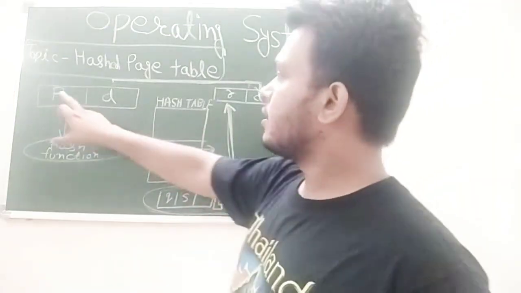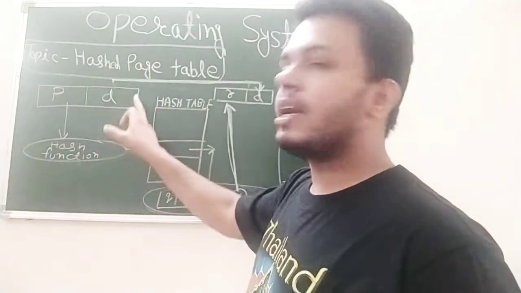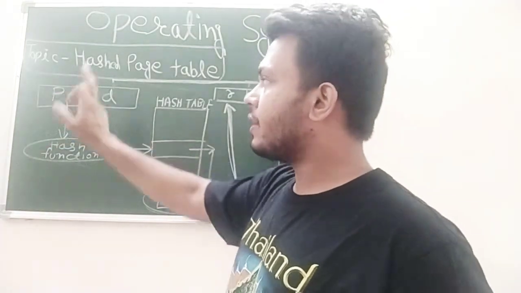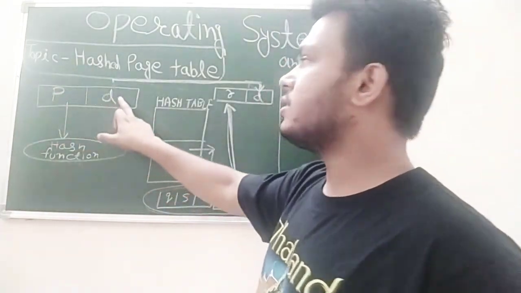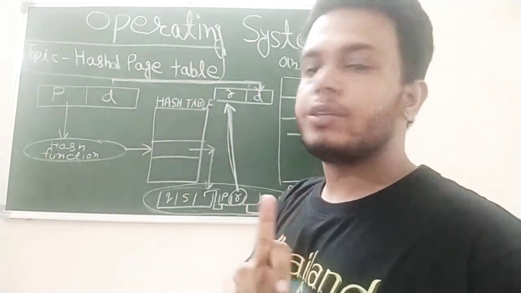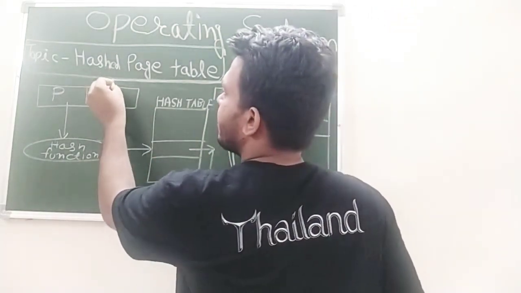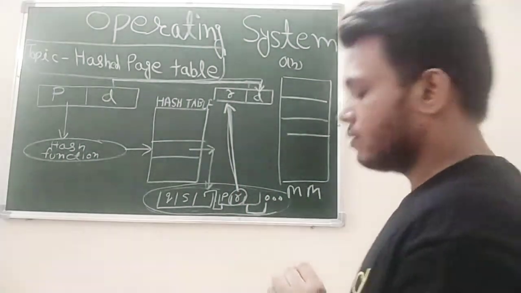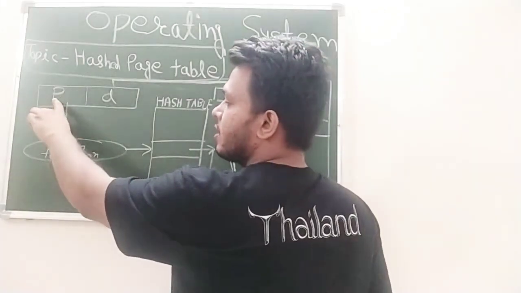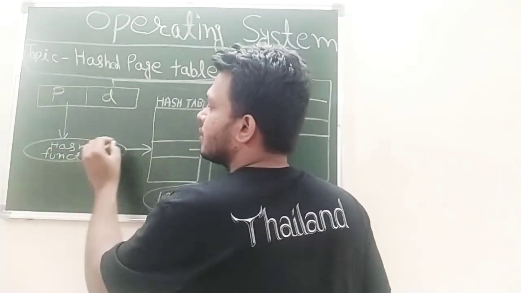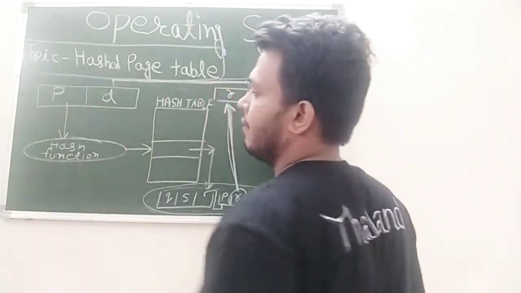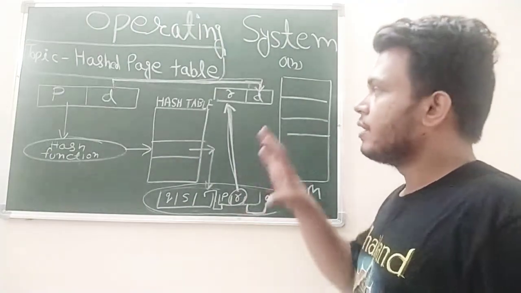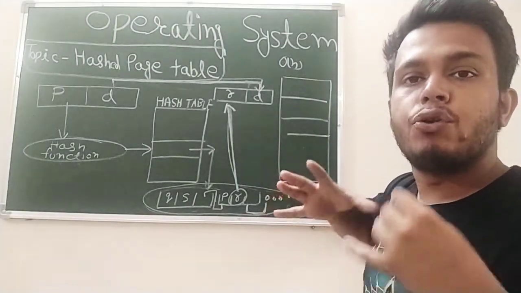Let's understand. Suppose this is the logical address, in which this is the page number and this is the offset. Offset is not going to change, so we are simply forwarding this offset. Clear? We are implementing a hash function on that particular page number. Hash function is nothing but a kind of modulo.